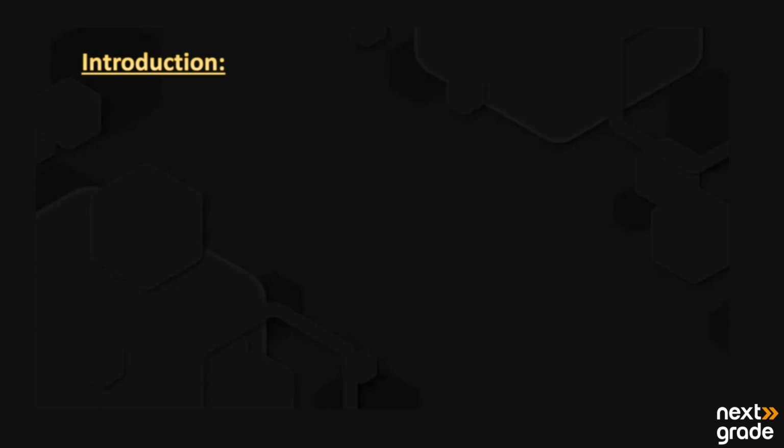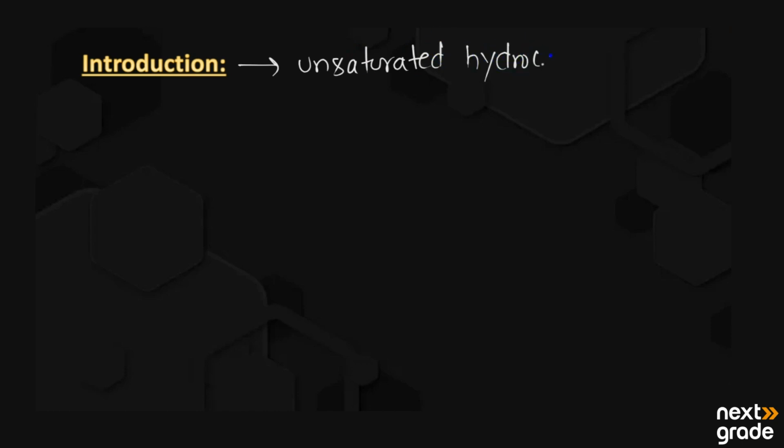So how can we prepare the alkenes? Let's have a look at the methods for its preparation. Basically, an alkene is an unsaturated hydrocarbon. Unsaturated hydrocarbon means it has a double bond between two carbon atoms.